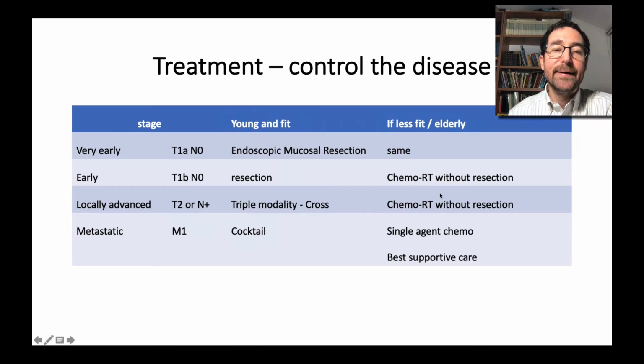We may say that operation is too much for them, and then you can give them chemoradiation alone, which isn't a great treatment, but it does have a 20% cure rate. And if they're metastatic, then again, giving 2 chemotherapies may be too much for this population, and you may give them single chemotherapy. You may decide that no chemotherapy is worth giving in this population. Exactly where you cut the line between the young and fit population and the less fit elderly, in my clinical duties, we spend a lot of time arguing about where a patient fits on this spectrum.